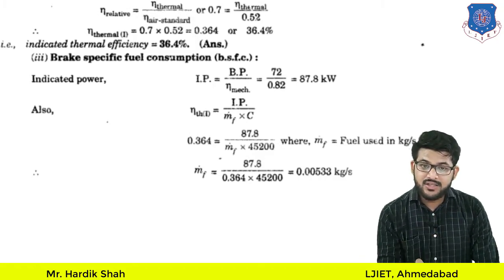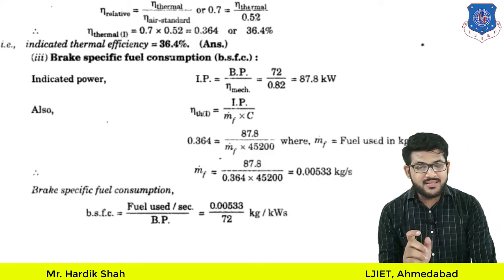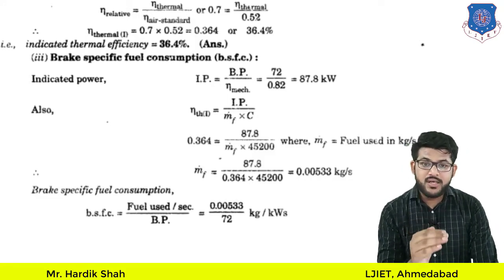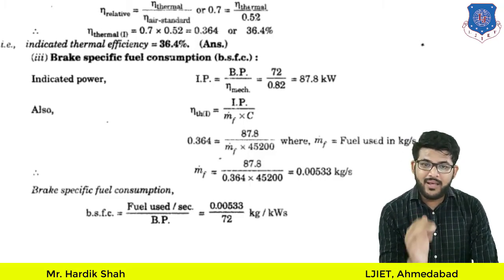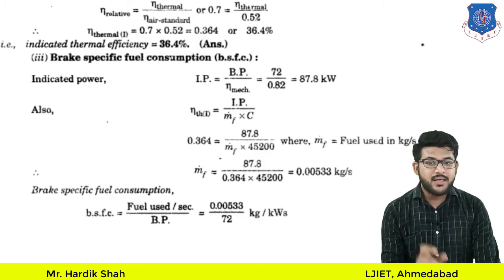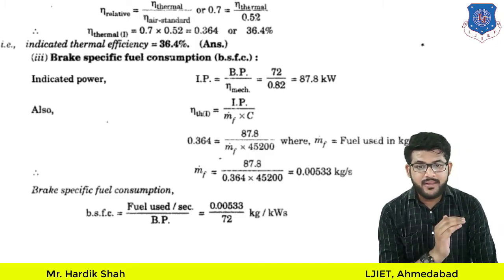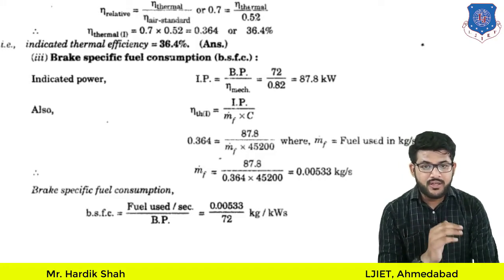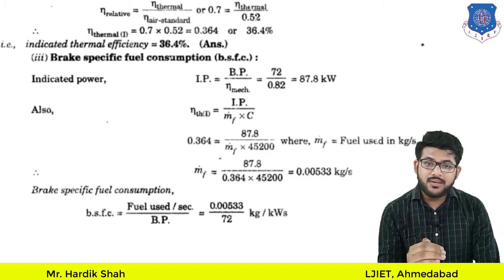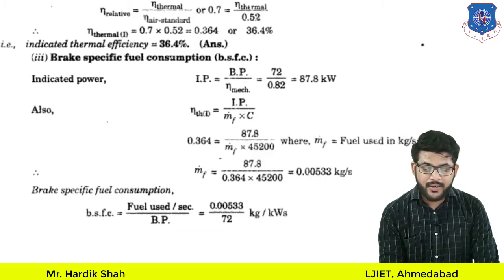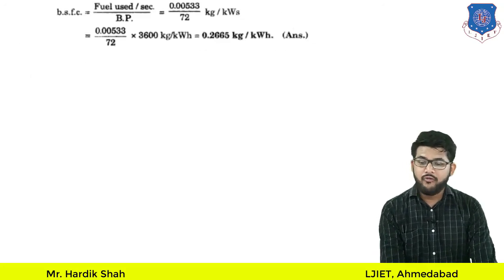Now the real mass of fuel that we need to find according to brake power. So the formula will be BSFC equal to fuel used upon brake power. Okay, we have already found MF, so the simple formula will be MF by BP. So here you can say for 1 kilowatt it is given, so for 72 kilowatt what will that be? So it will be 0.0533 upon 72. So per this brake power you can get all the fuel consumption, that is called brake specific fuel consumption.